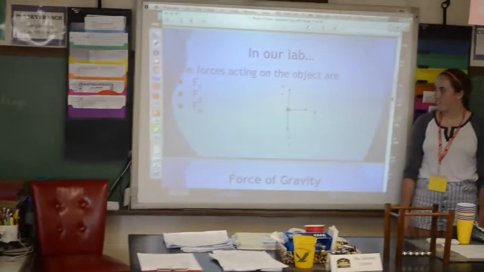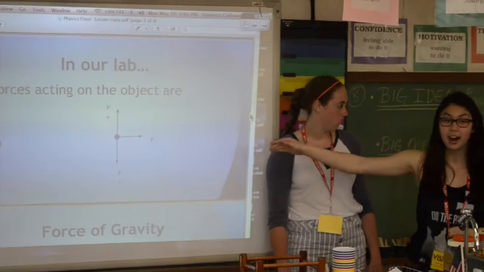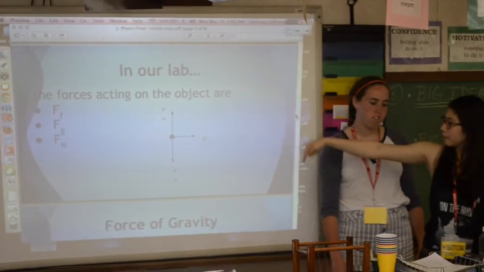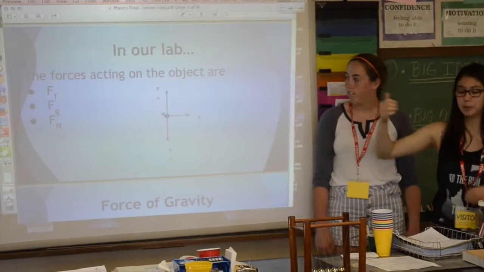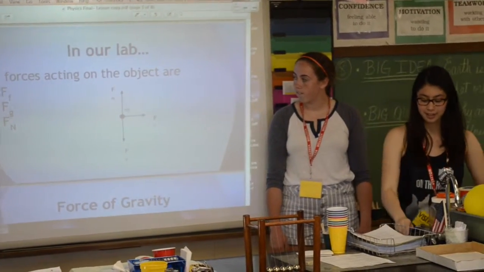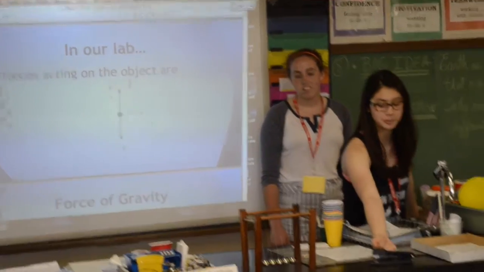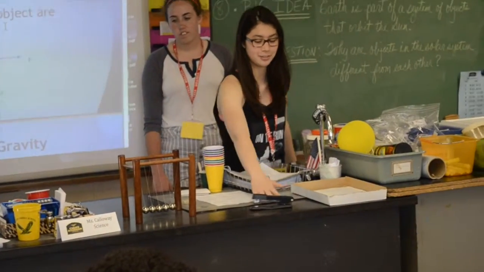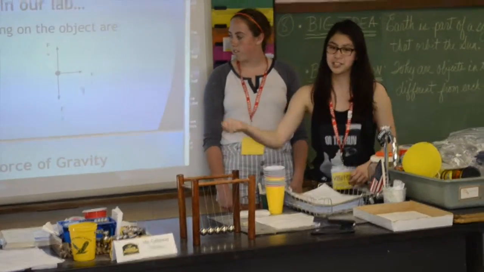So in our lab, we will have one object, a wooden block, and the forces acting on it will be gravity pulling it down, a normal force pulling it up, which is just anything like this stapler on a surface, so it's the normal force because the surface is pushing up. And then the force of friction, because you'll be pulling.